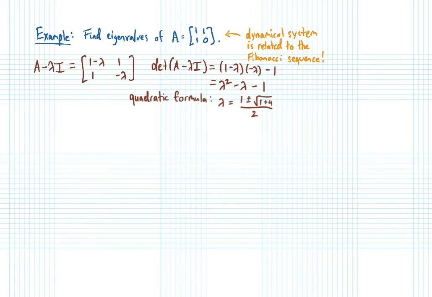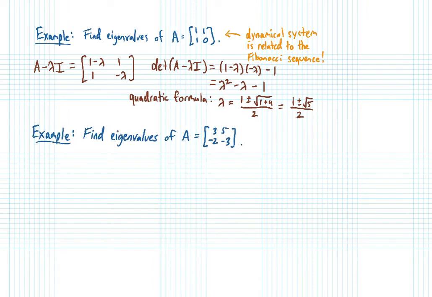And so when you use the quadratic formula, you get that lambda is 1 plus or minus the square root of 1 plus 4, divided by 2. And so that's (1 plus or minus square root of 5) over 2. So those are the eigenvalues. They're irrational numbers, but there's nothing wrong with that. So the moral of the story here is that you can use the quadratic formula, and sometimes that's what you have to do. All right, so here's another example.